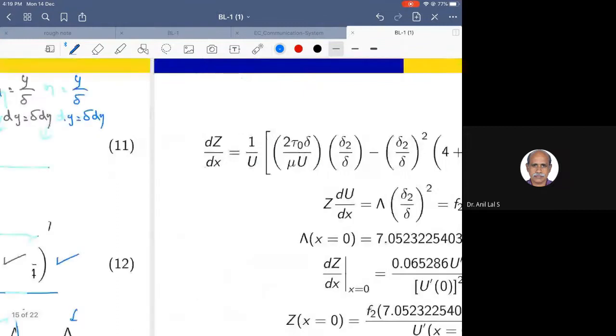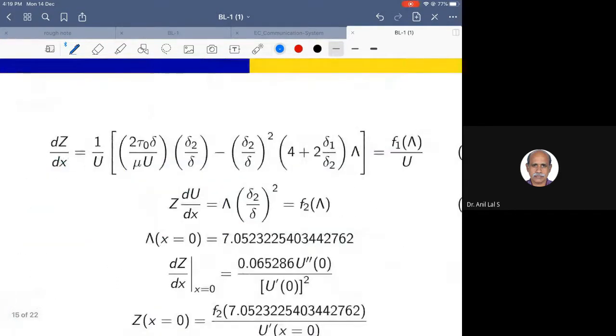So the Pohlhausen method can find out at what point on the solid wall boundary layer the fluid separates. Until that point, the values of lambda, z, and by which delta 2, etc. can be obtained. So these are our fundamental equations which are derived, and this is also another equation.